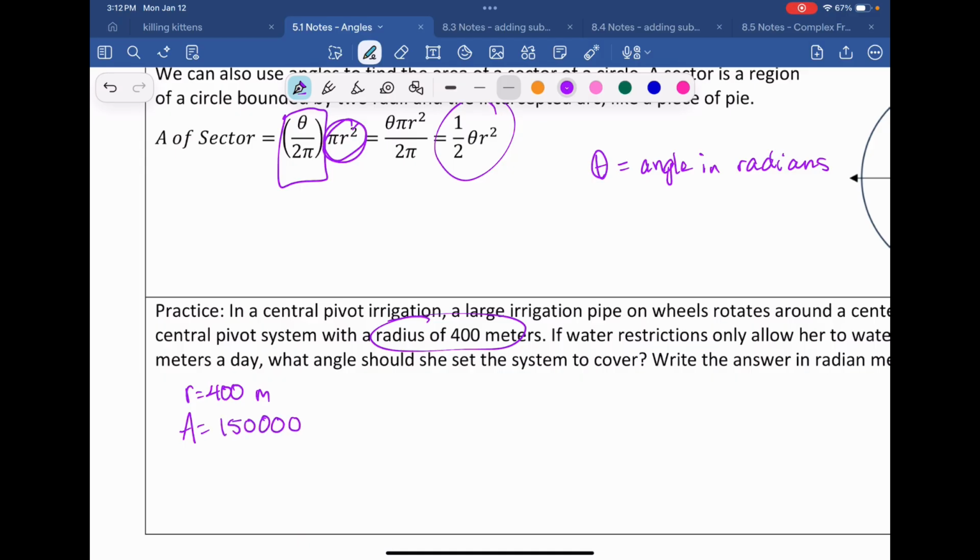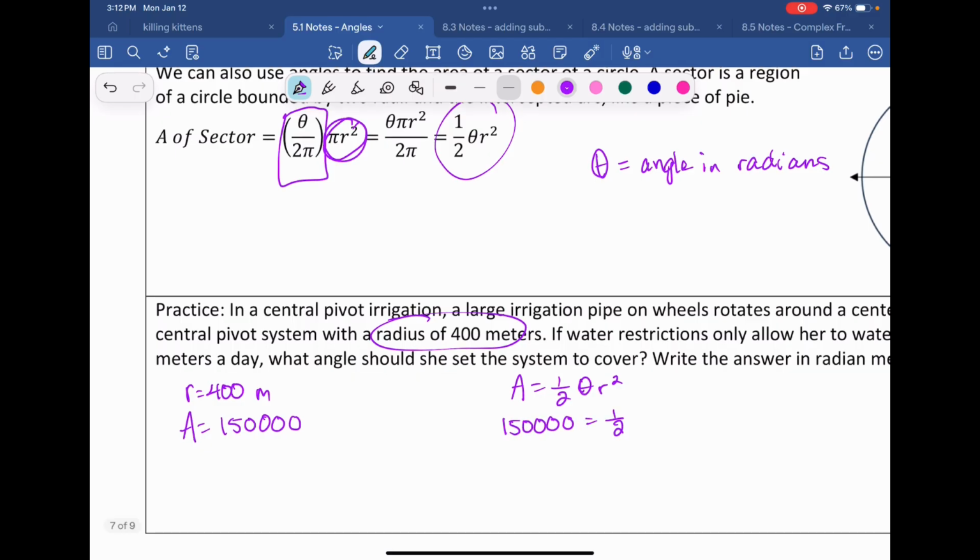All right, so we want to think area equals 1/2 theta times radius squared. I have the area. I do not have theta, but I do have radius. So the first thing I'm going to do is multiply both sides by 2. That's going to get rid of the 1/2. So it's going to be 300,000. And I'm also going to go ahead and do the 400 squared, which is 160,000.